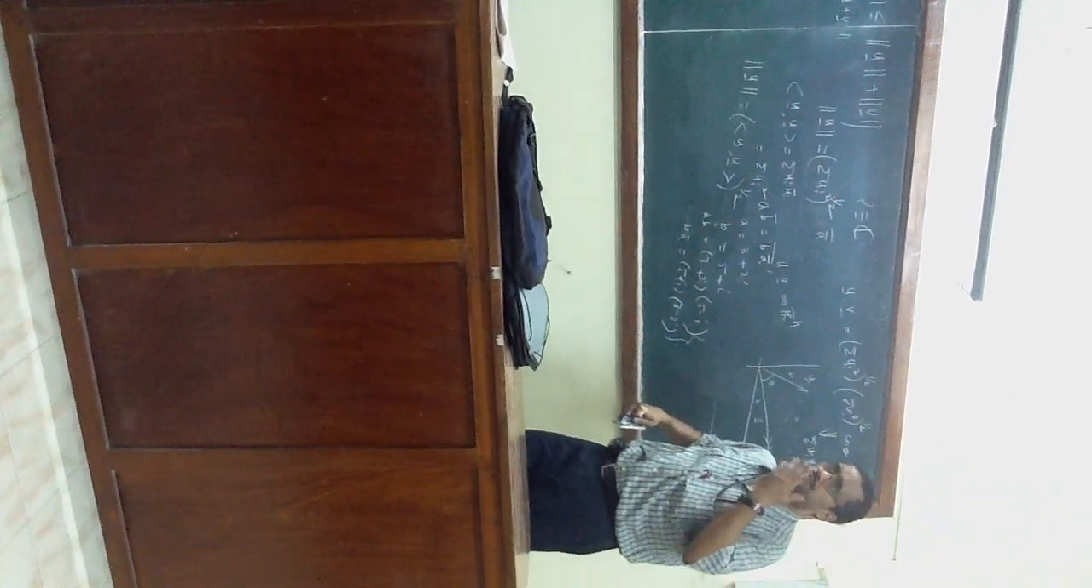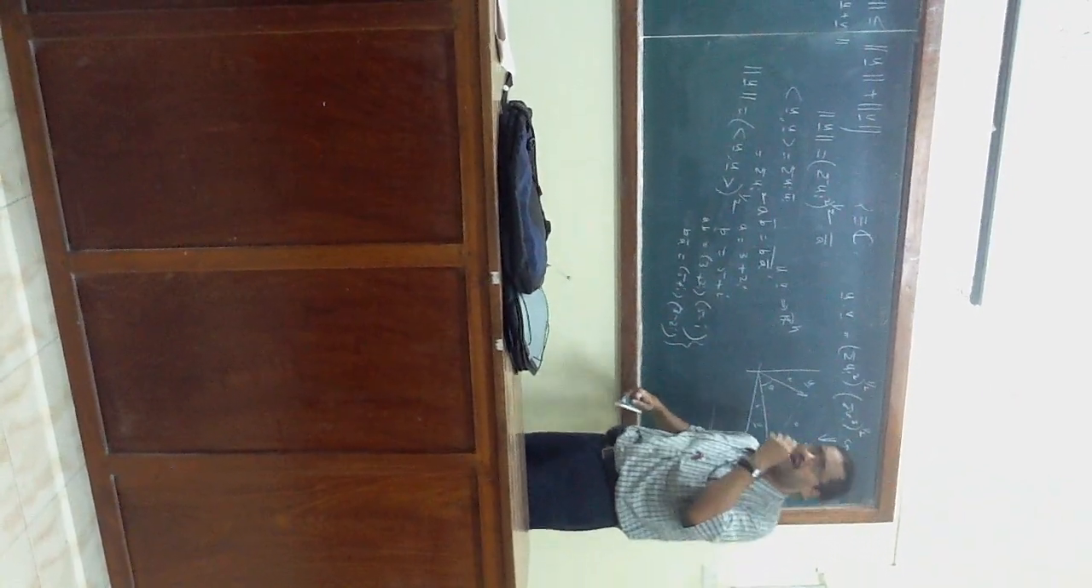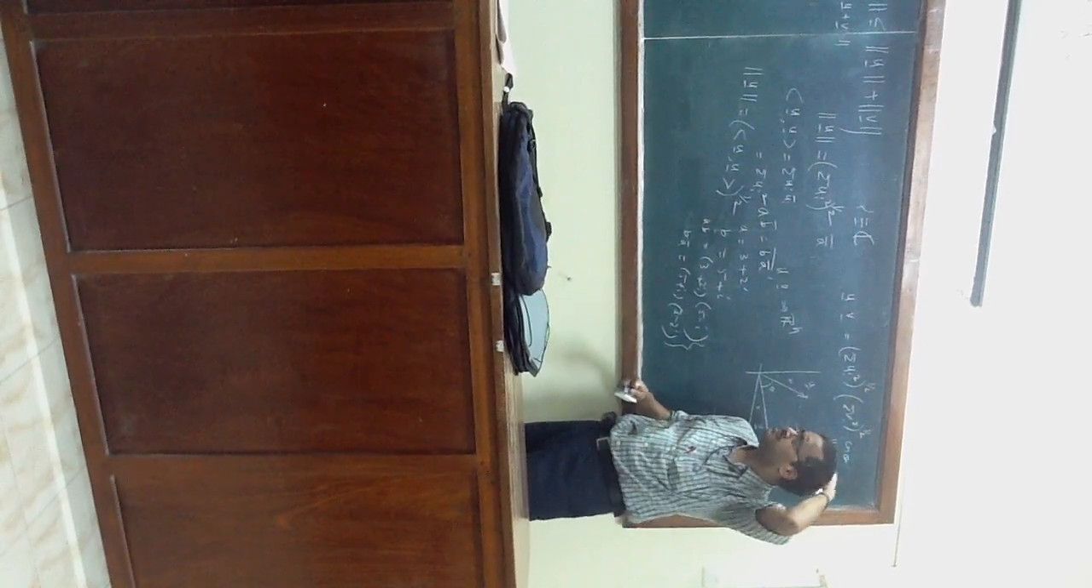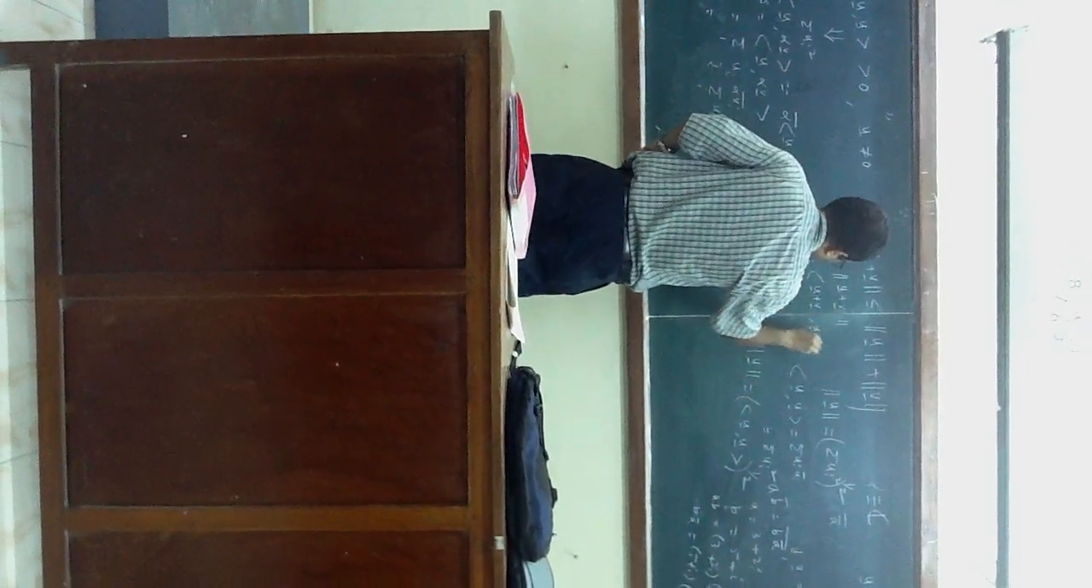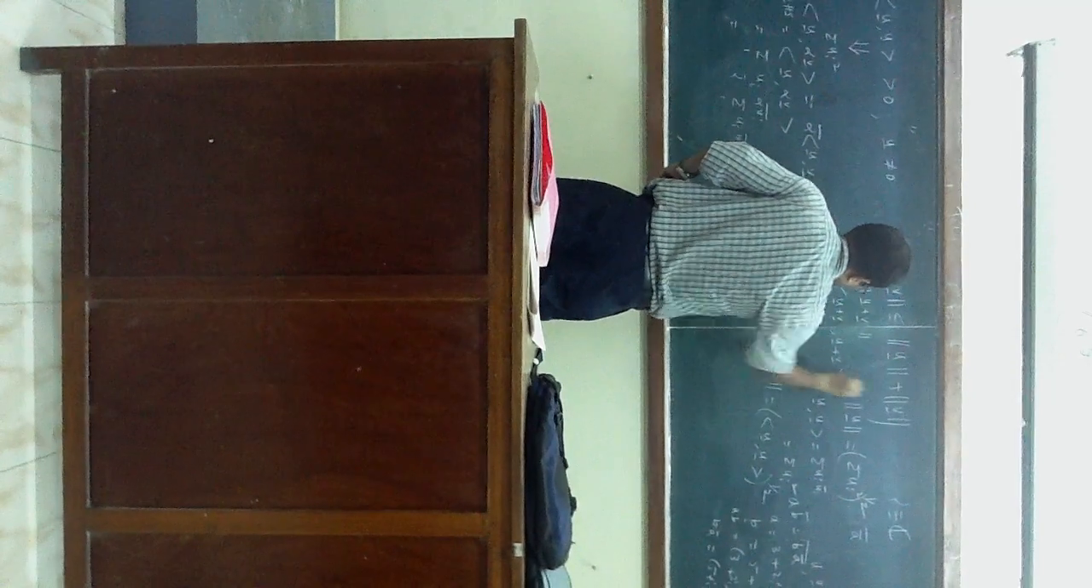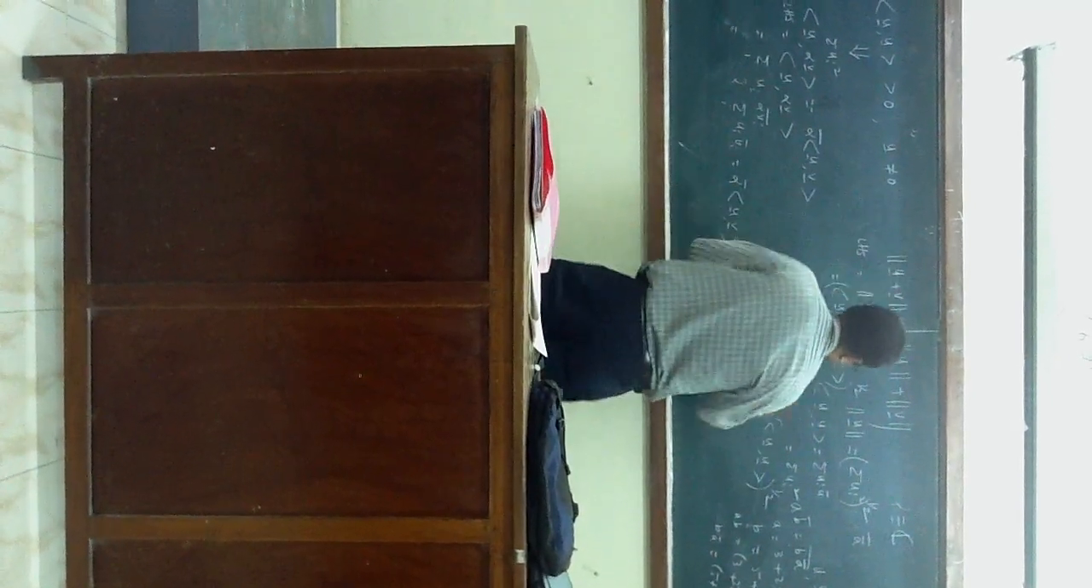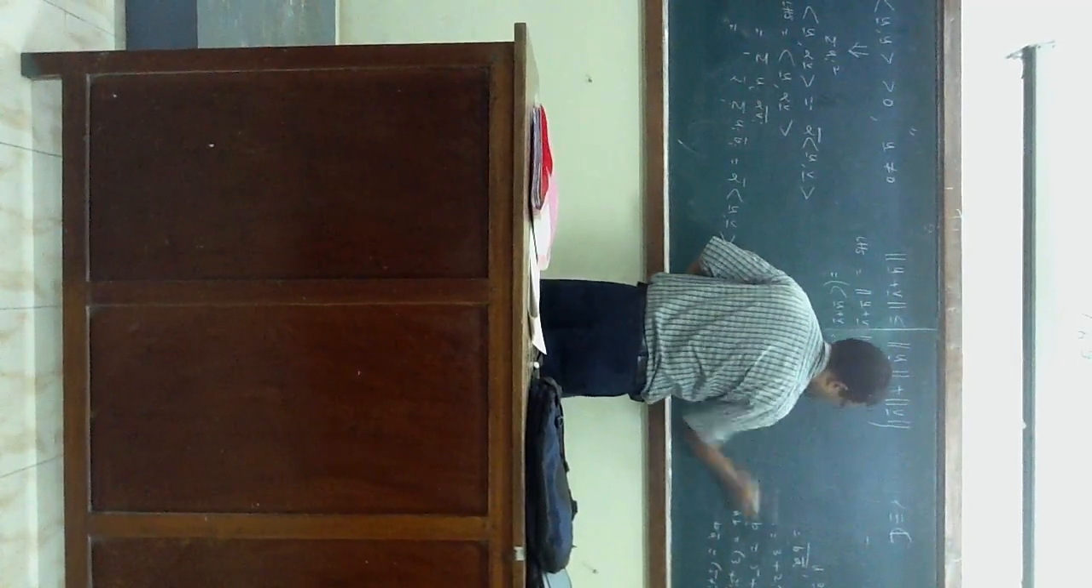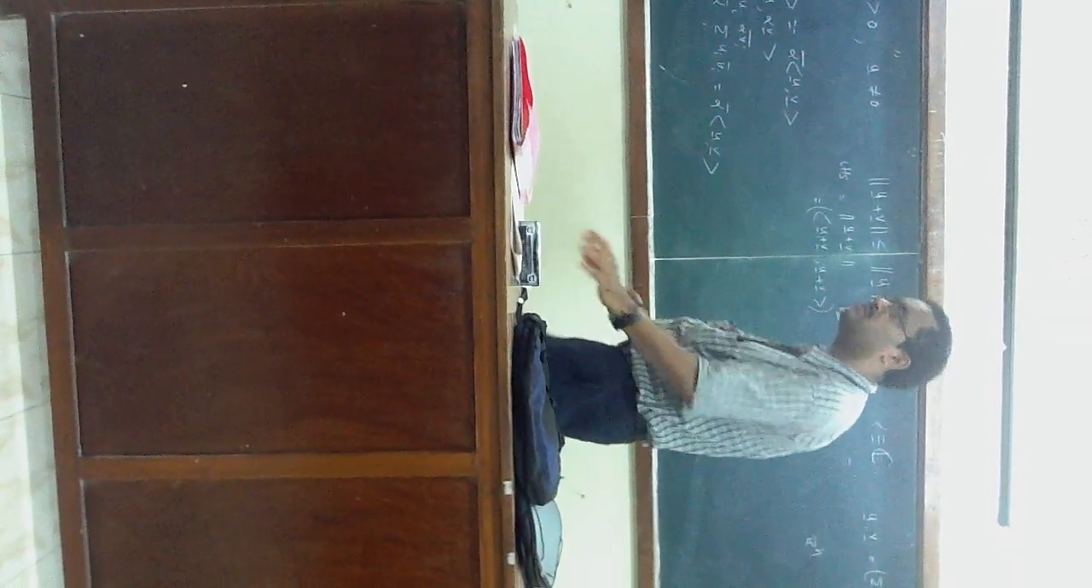How can I write left hand side norm of u plus v? Norm of u plus v is inner product of u plus v comma u plus v to the power half. Next step. Next step. Next step, yeah, we have done correct. So far everything is correct. Otherwise I will object. Next step is what?